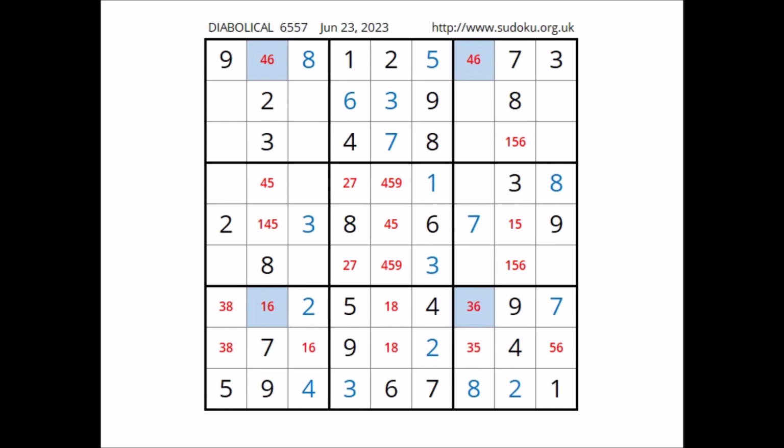What else? Look. In this column, 6 cannot be here, 6 cannot be here, 6 cannot be here, 6 cannot be here. Okay, for this situation.